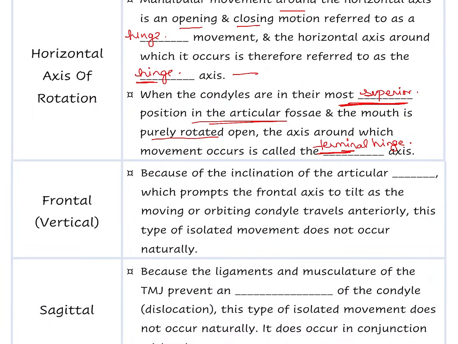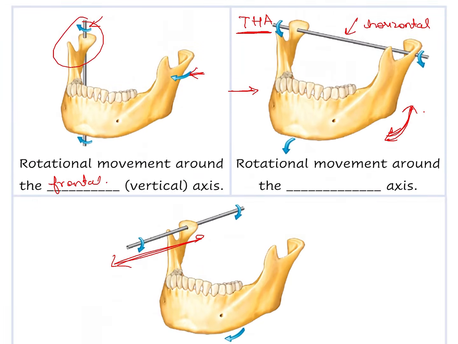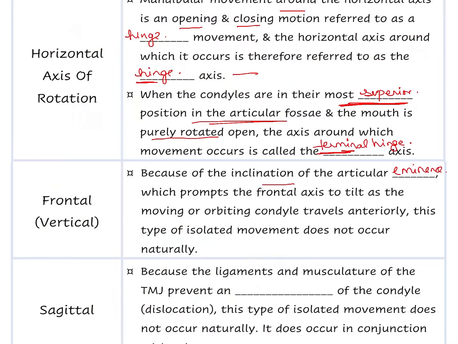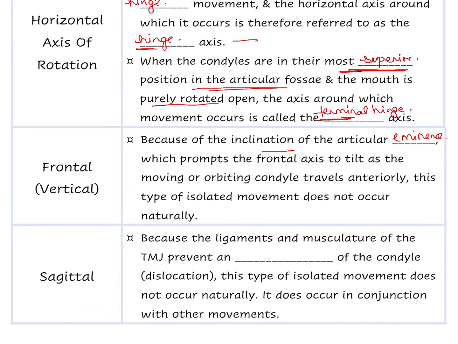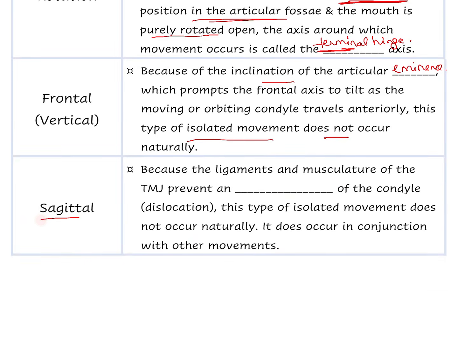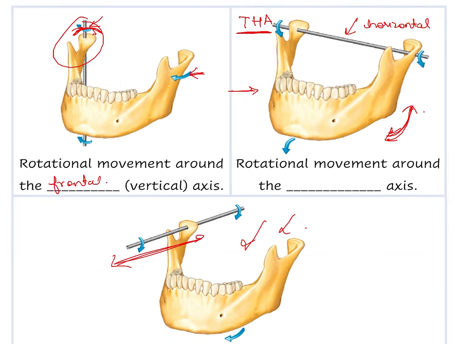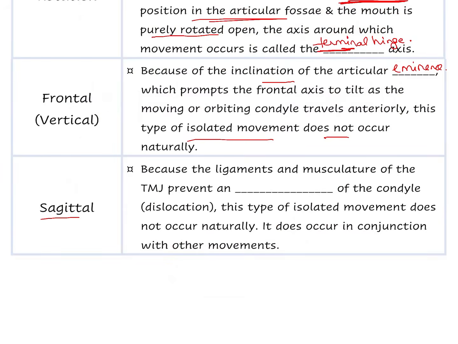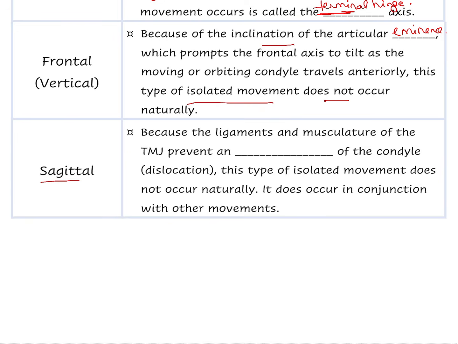This is because of the inclination of the articular eminence, right? Because you have the articular eminence in this area, it does not allow the condyle to rotate single-handedly in that area. Okay, and this is why this isolated movement does not occur naturally. And in the sagittal section, because it is suspended by ligaments, there are ligament attachments on all sides. The musculature will not allow the condyle to get displaced in the inferior segment.